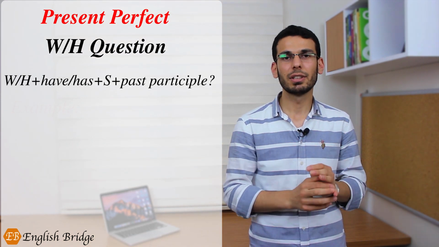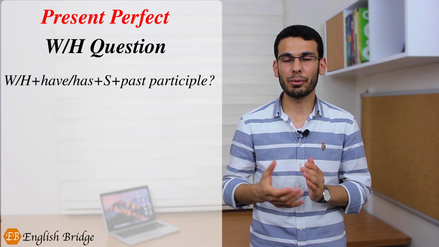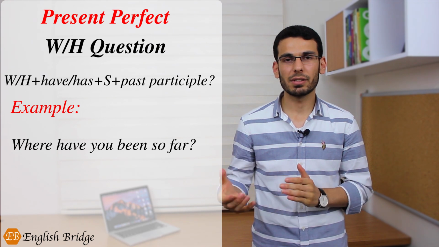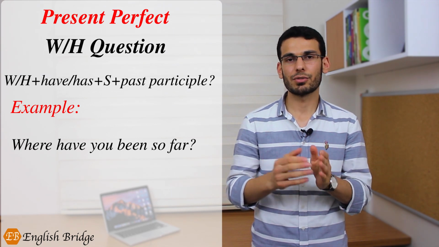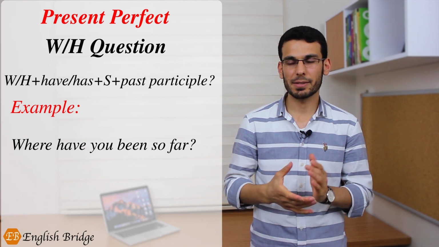So we have WH, have or has, subject, and after the subject we have past participle, verb 3. For example, where have you been so far? So where, WH, have, you, which is subject, and been, which is verb 3, or past participle.